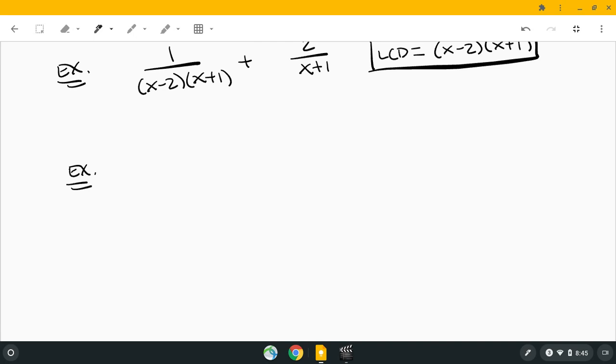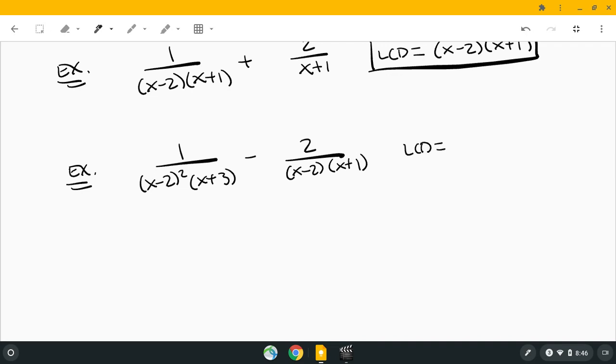Okay, so let's take a look at this one. 1 over x minus 2 squared, x plus 3, minus 2 over x minus 2, x plus 1. Everything's factored. So when we do our LCD, we list the families. We see the x minus 2 factor. We see the x plus 3 factor. And we see the x plus 1 factor. Those are all the families that are here in the denominators.